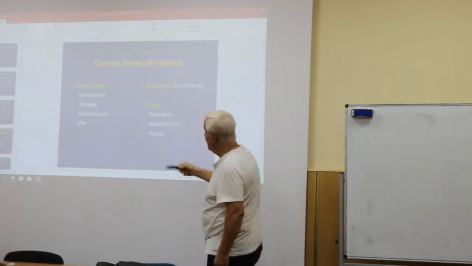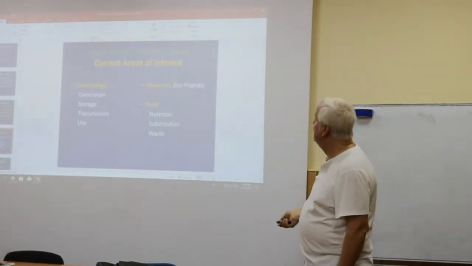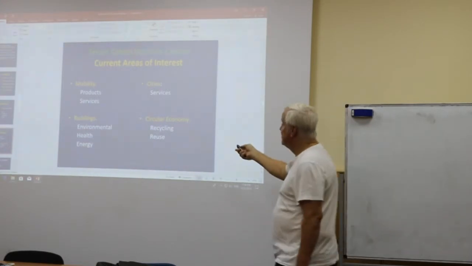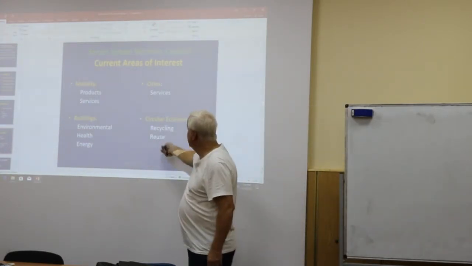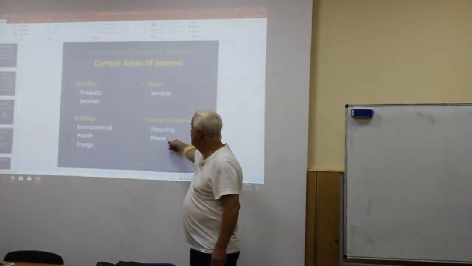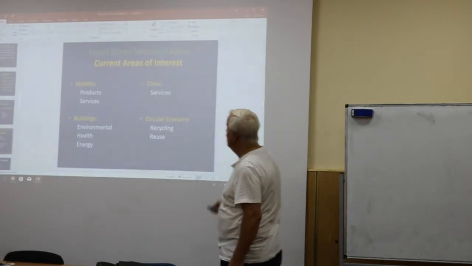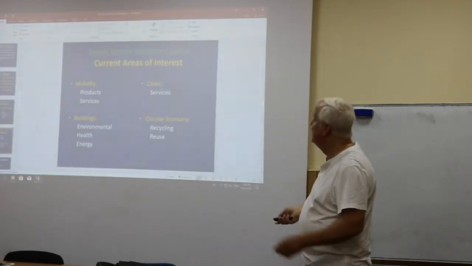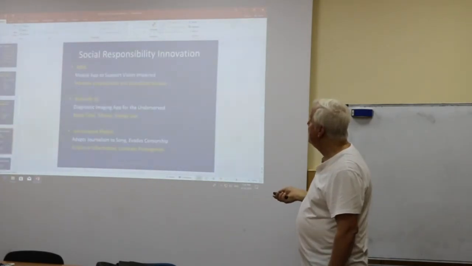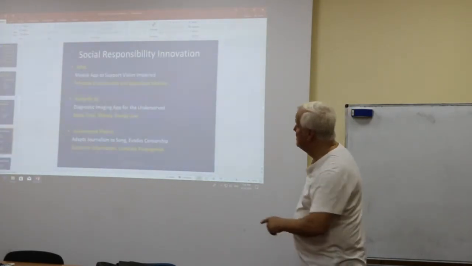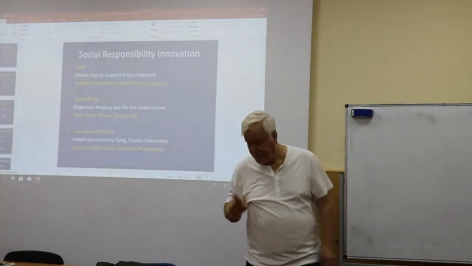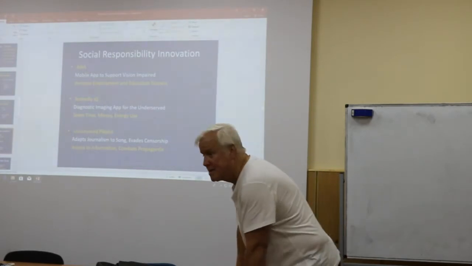I'll let you look at that because you're going to get a copy of all these slides. Here are other areas. We've already touched on some of the sub-areas. Circular economy. This is huge. Recycling and reuse. Mobility. Buildings. This is where green venture capital funds are putting their money. You're going to get a copy of all of this, so I'm not going to give you a big explanation because there are too many of them. But here are just some examples.